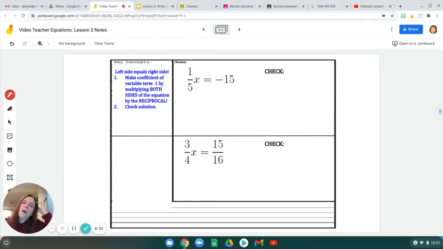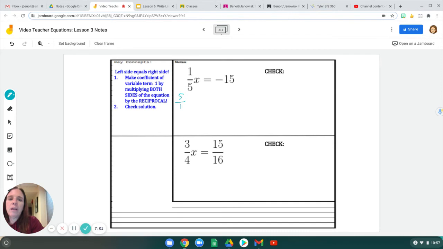All right, so I have 1/5 times x equals -15. My variable term is 1/5 x. So I can see that my coefficient is a rational number. It's 1/5. And in order to make that rational coefficient into 1, I know I have to multiply both sides by the reciprocal. So what's the reciprocal of 1/5? It's 5/1.